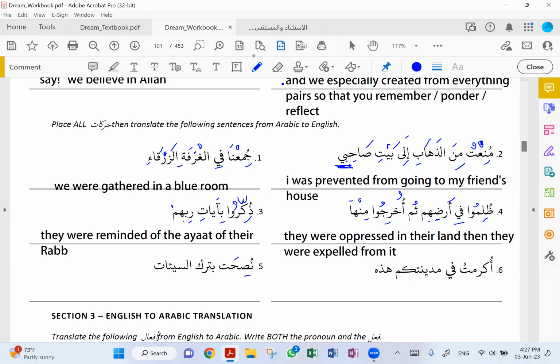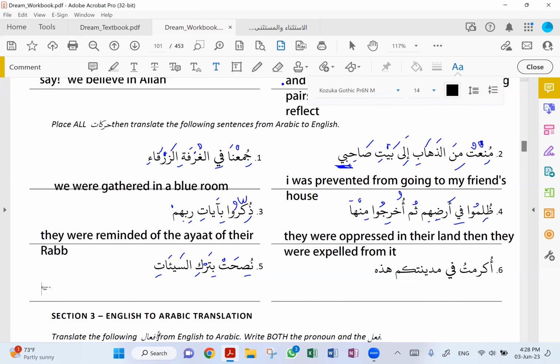Nusiha. Okay, we can go with that. بترك السيئات. So you can say nusihat, you can say nusihtu, you can say nusihta, depending on who you are talking about. So it can be any one of those. But if you pick nusihat, then we have to translate accordingly.